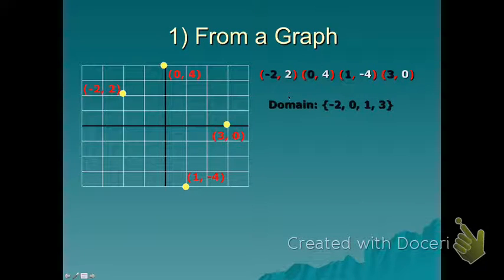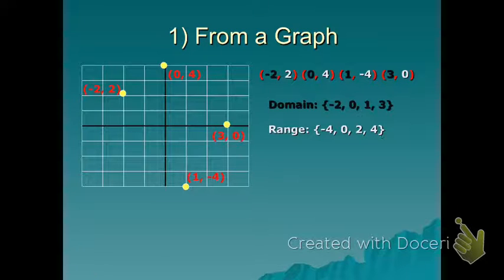Our range is going to be our y values. So we have 2, 4, -4, and 0. But again, remember that the range has to go in increasing order. So we're going to start with -4 for our range, then go to 0, then go to 2, and then go to 4. Again, write out the word range, put a colon, and the special brackets.